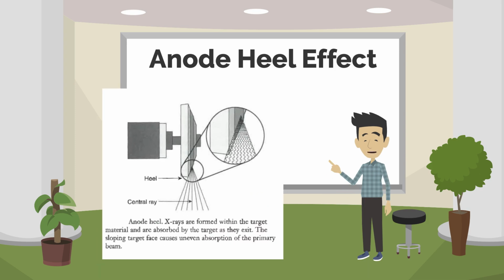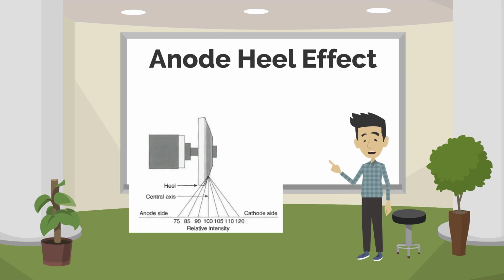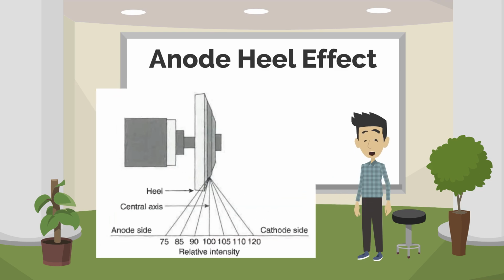Before we end our lesson, let's talk about the anode heel effect. When X-rays are produced, not all make it to the IR. There is an uneven distribution of radiation intensity that is referred to as the anode heel effect. X-rays are formed within the target material and some are absorbed by the target as they try to exit. This creates a higher X-ray intensity on the cathode side of the X-ray beam. The anode side will have a less intense beam than the cathode side.